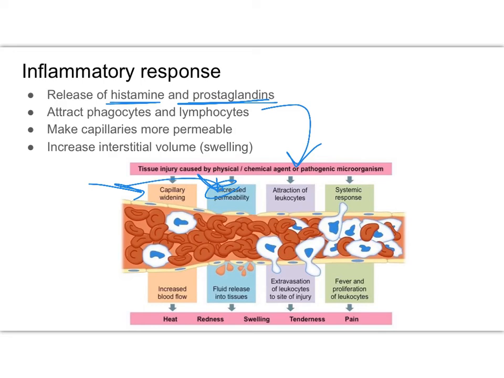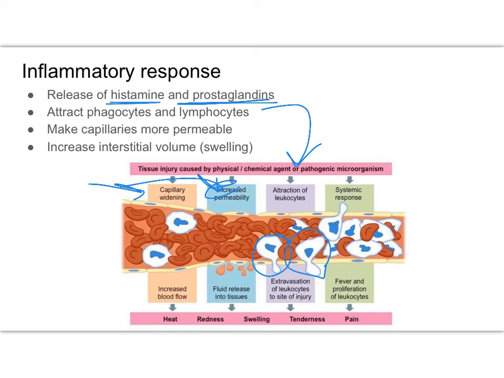The benefit to making the capillaries more permeable is, you can see these white blood cells here, they're able to get through easier. It's going to release fluid, which will contain nutrients, out into the area. That also, though, is going to cause swelling. So I'm going to get this increase in interstitial volume. So I'm going to cause swelling.